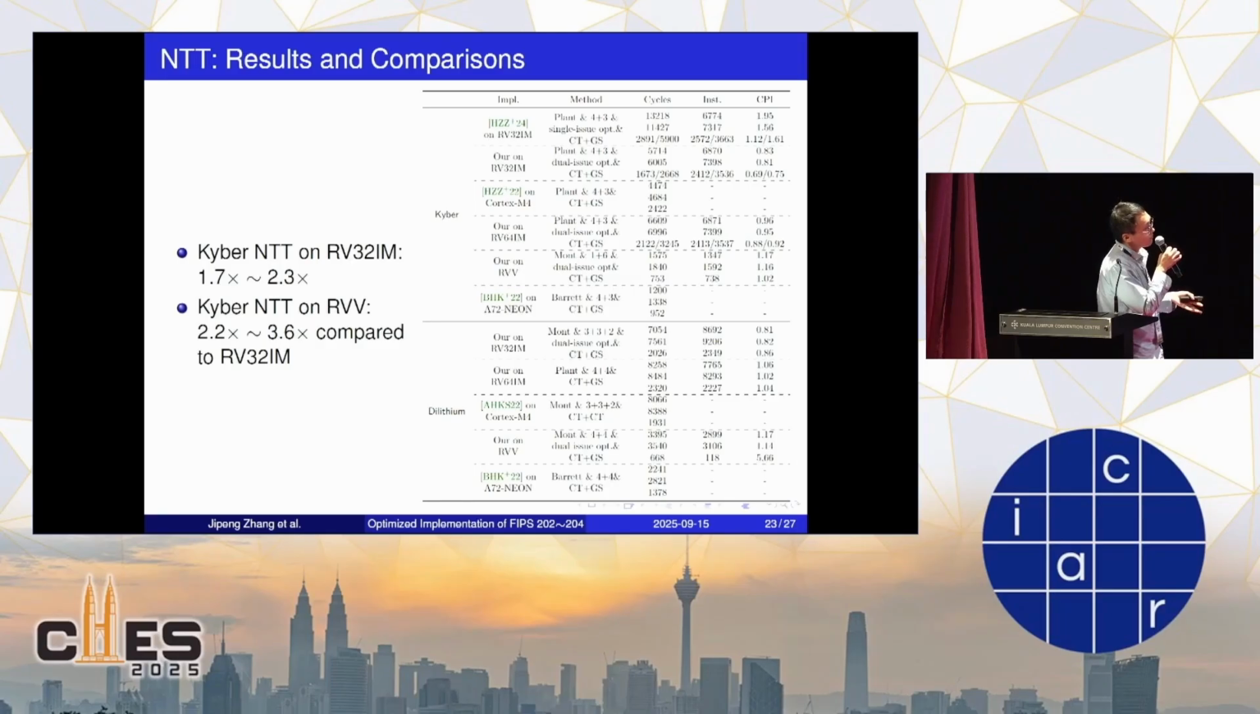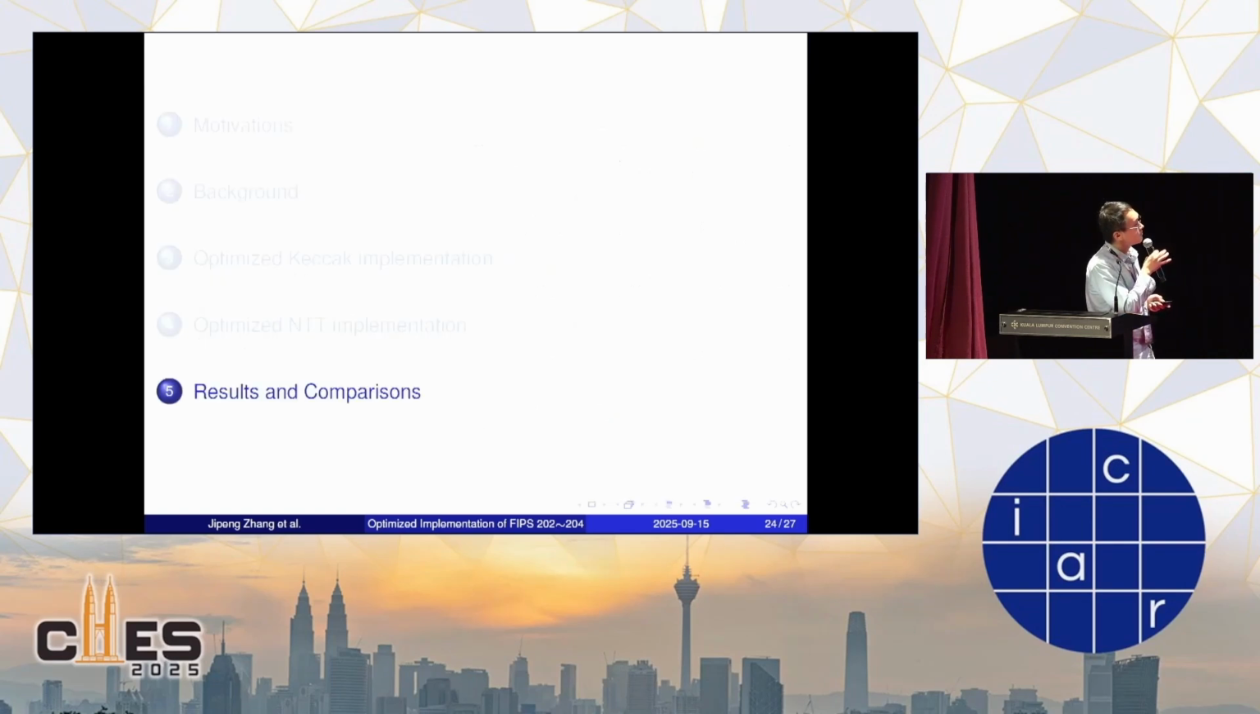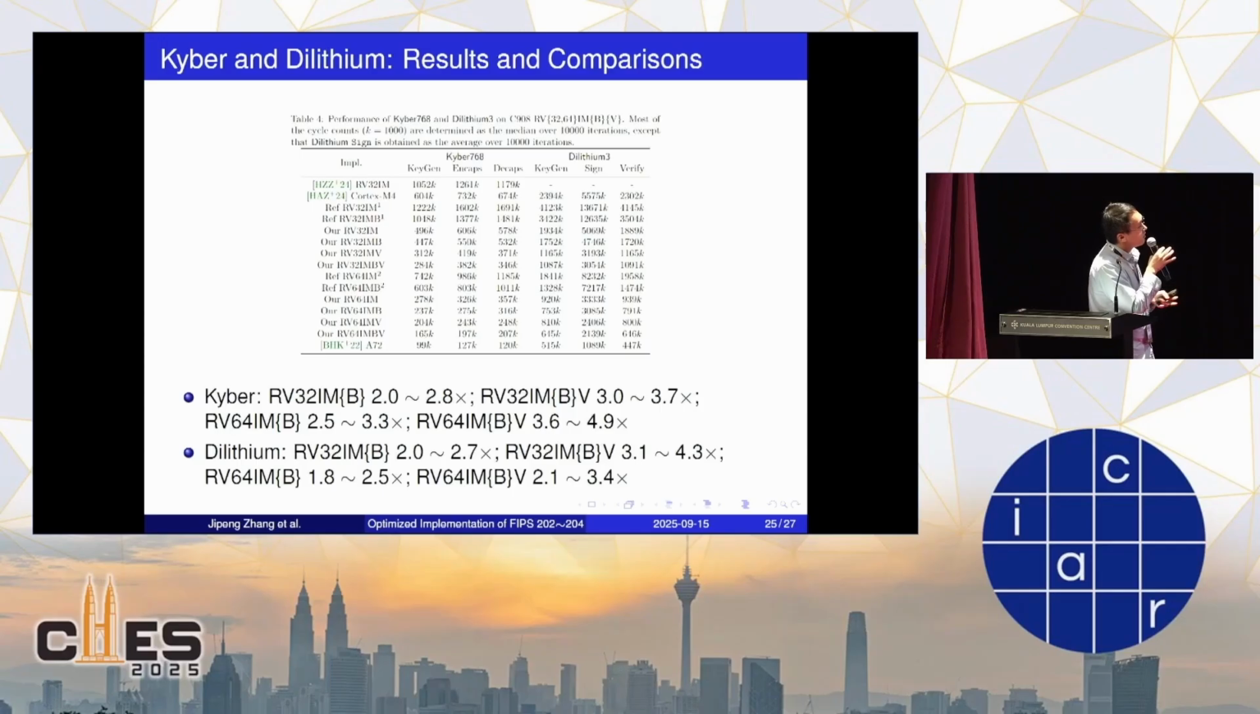This is the result of NTT, Kyber NTT and the Dilithium NTT. Our implementations are faster than the previous works, than the reference works. And then, after integrating the optimized Keccak and the optimized NTT into Kyber and into Dilithium, we obtain this table with a lot of data. In short, our implementations are faster.